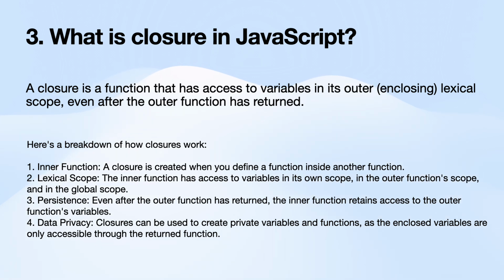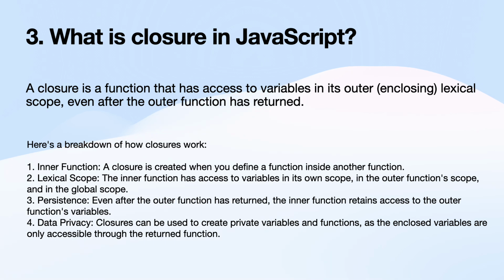1. Inner function. A closure is created when you define a function inside another function. 2. Lexical scope. The inner function has access to variables in its own scope, in the outer function's scope, and in the global scope. 3. Persistence. Even after the outer function has returned, the inner function retains access to the outer function's variables. 4. Data privacy. Closures can be used to create private variables and functions, as the enclosed variables are only accessible through the returned function.